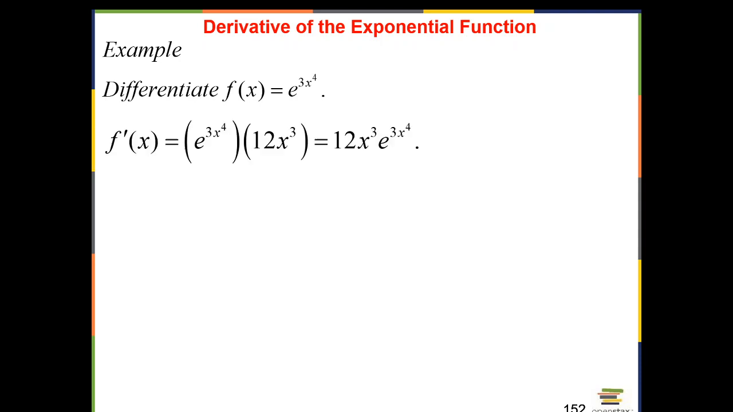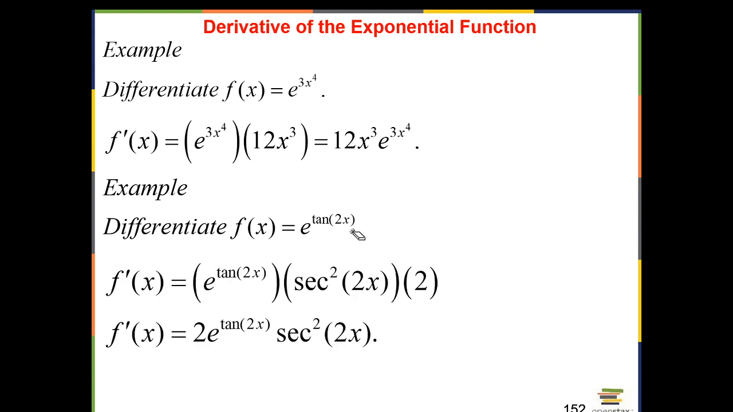All right, so let's now go back to procedural stuff. What's the derivative of that? Well, what's the derivative of e to something? It's e to something, right? What's the derivative of e to something? It's e to something times the derivative of something, which is 12x to the third. That's it, we're done.